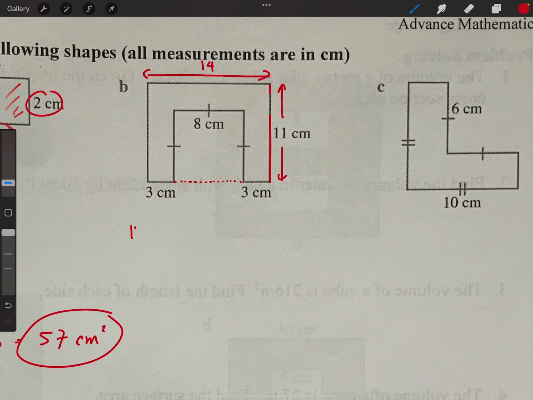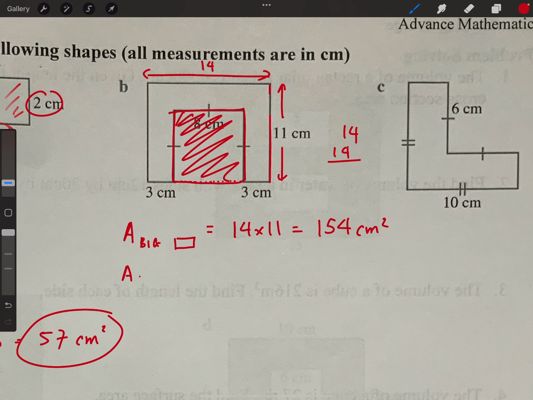I can say 11. So first of all, I'll write area of the big rectangle. The big rectangle is equal to 14 times 11. Now what's 14 times 11? That's going to be 154 centimeters squared. Now we've got to find the area of this shape here, which is a square that's been removed. That shape has been removed from the rectangle to give us the remaining area.